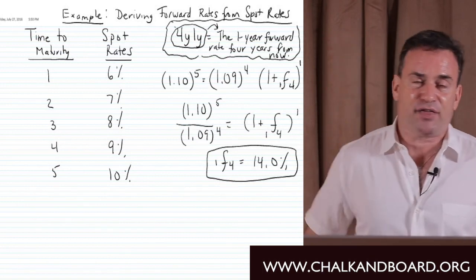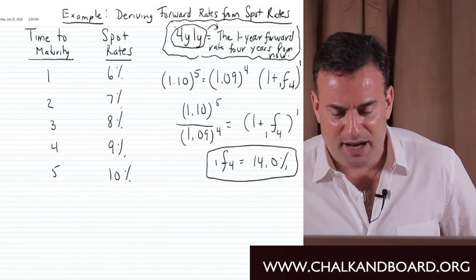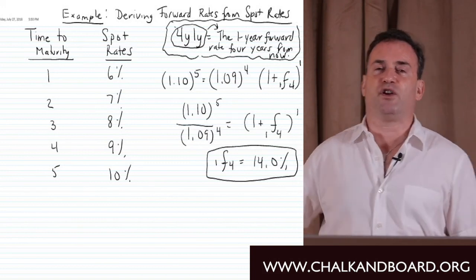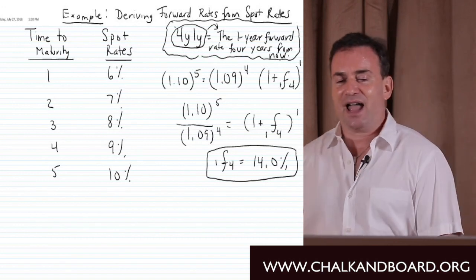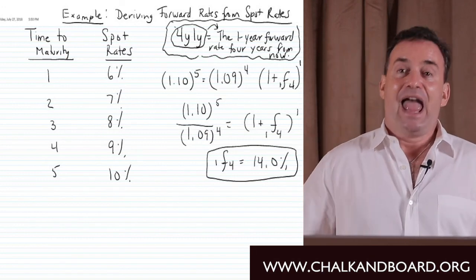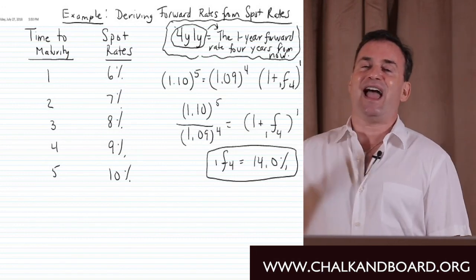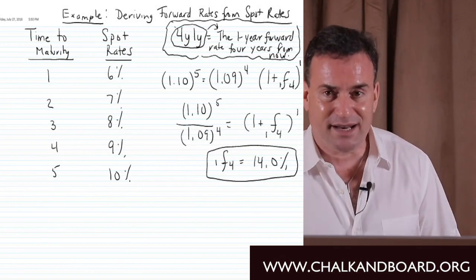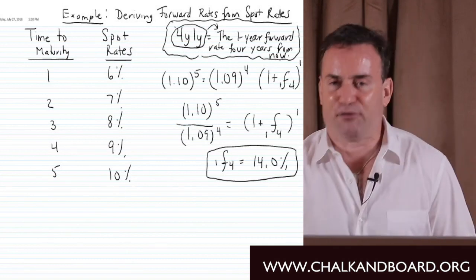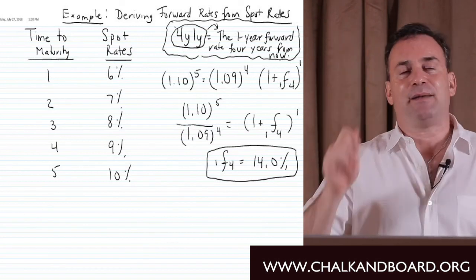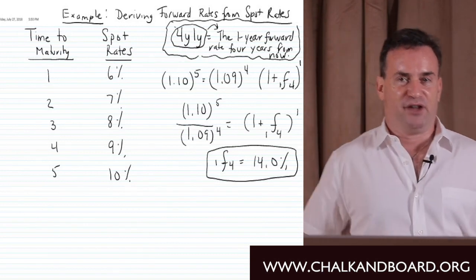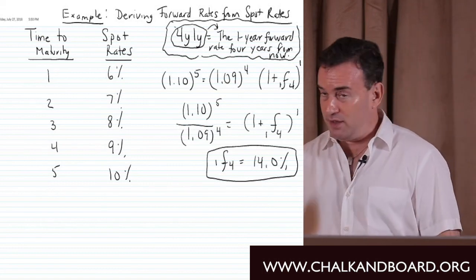If you do the math, which I hope you can do, you should come up with an answer of 14%. So the 1-year forward rate 4 years from now is 14%. How do I interpret that? I would interpret that simply as, if I am an investor and I have a 5-year investment horizon, I should be indifferent between buying a 5-year bond today, paying me 10% per year over that 5-year period. And on the other hand, the return should be the same.